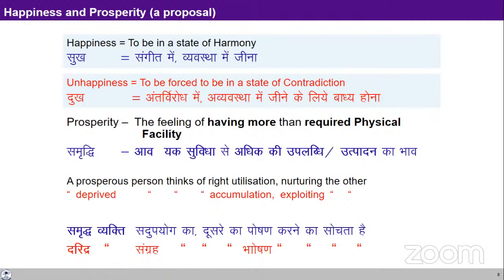But instead, if I am wealthy, but still I am not able to see this, still I am not having the feeling of prosperity, I feel deprived. Every time I'll be thinking of accumulating more and more, exploiting the nature, exploiting others. So that's the difference between the feeling of prosperity and the quantity of wealth. We may usually say that though they are wealthy, they are not able to see that prosperity in them. We can see many situations in society related to this.